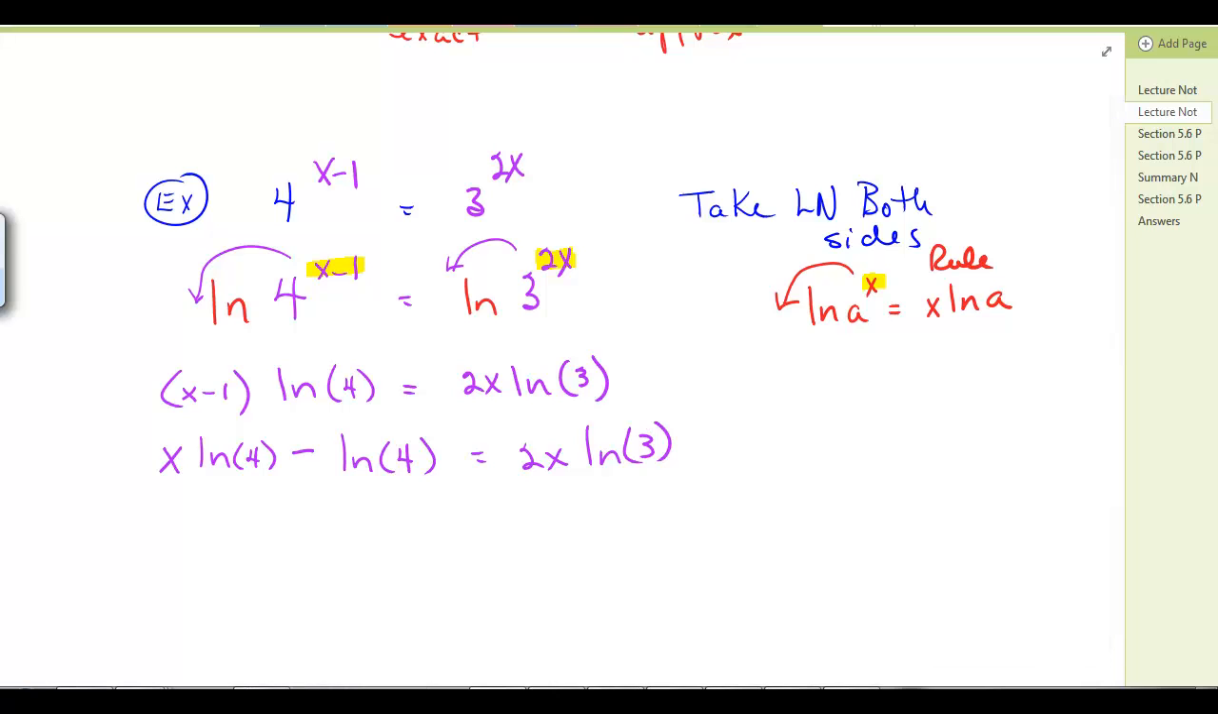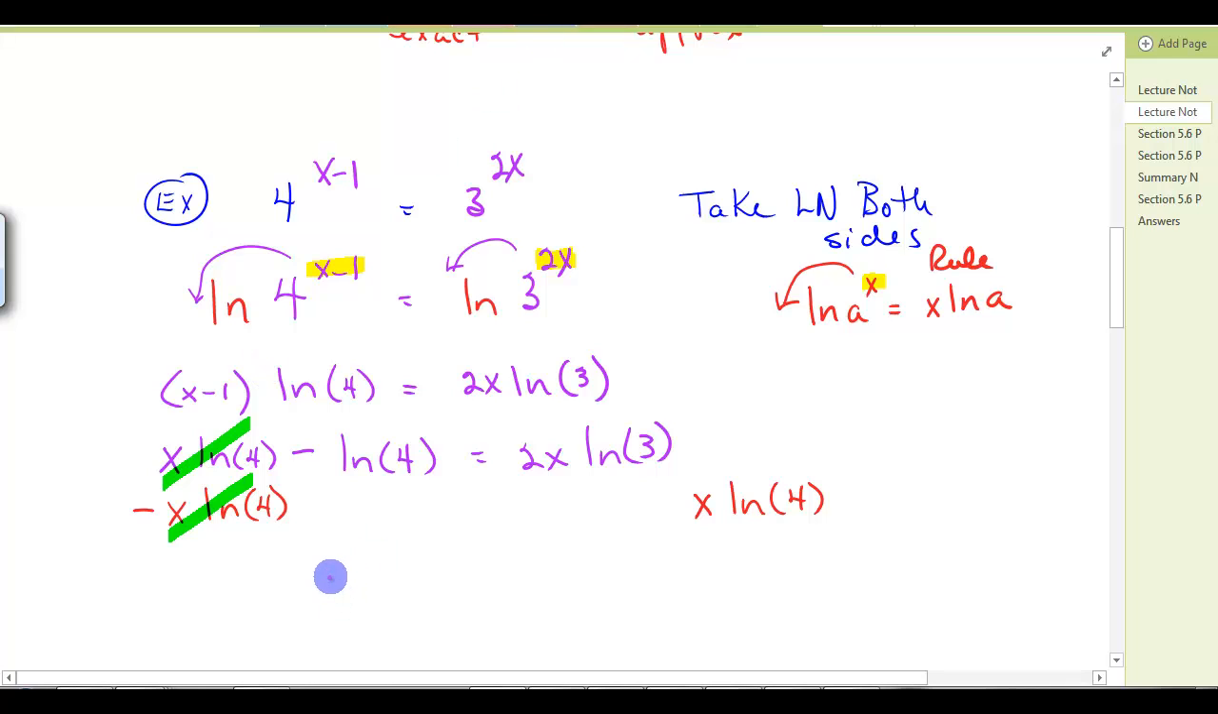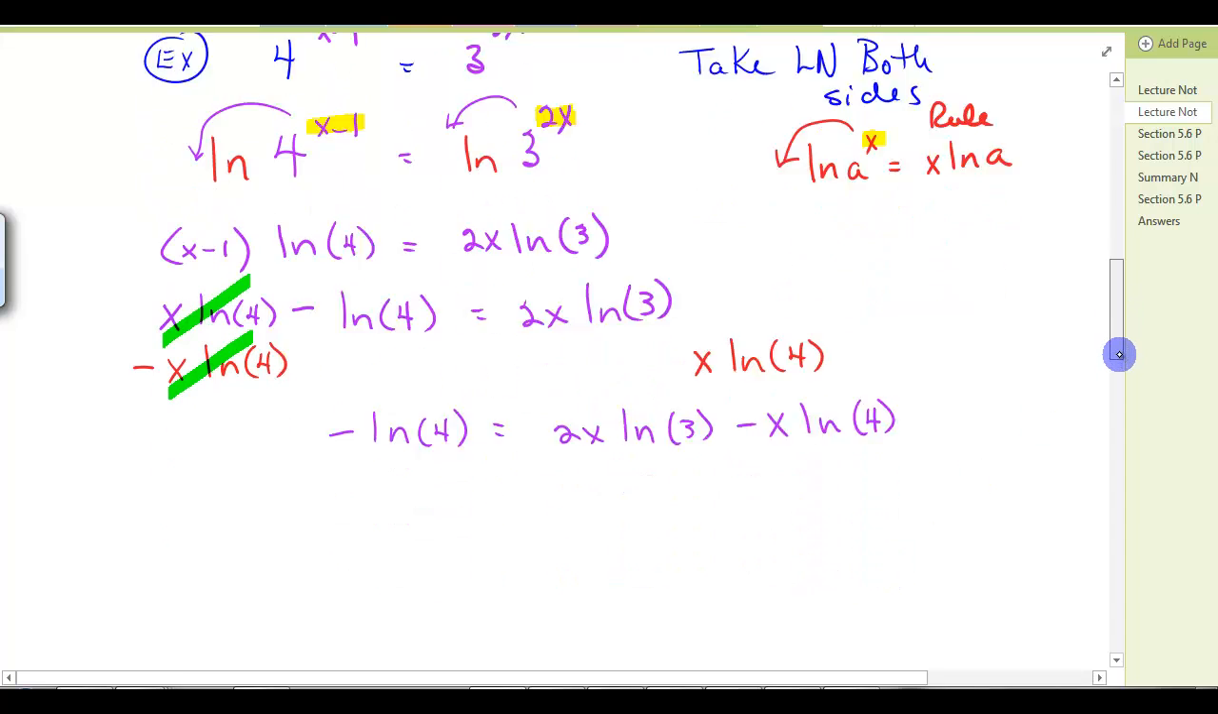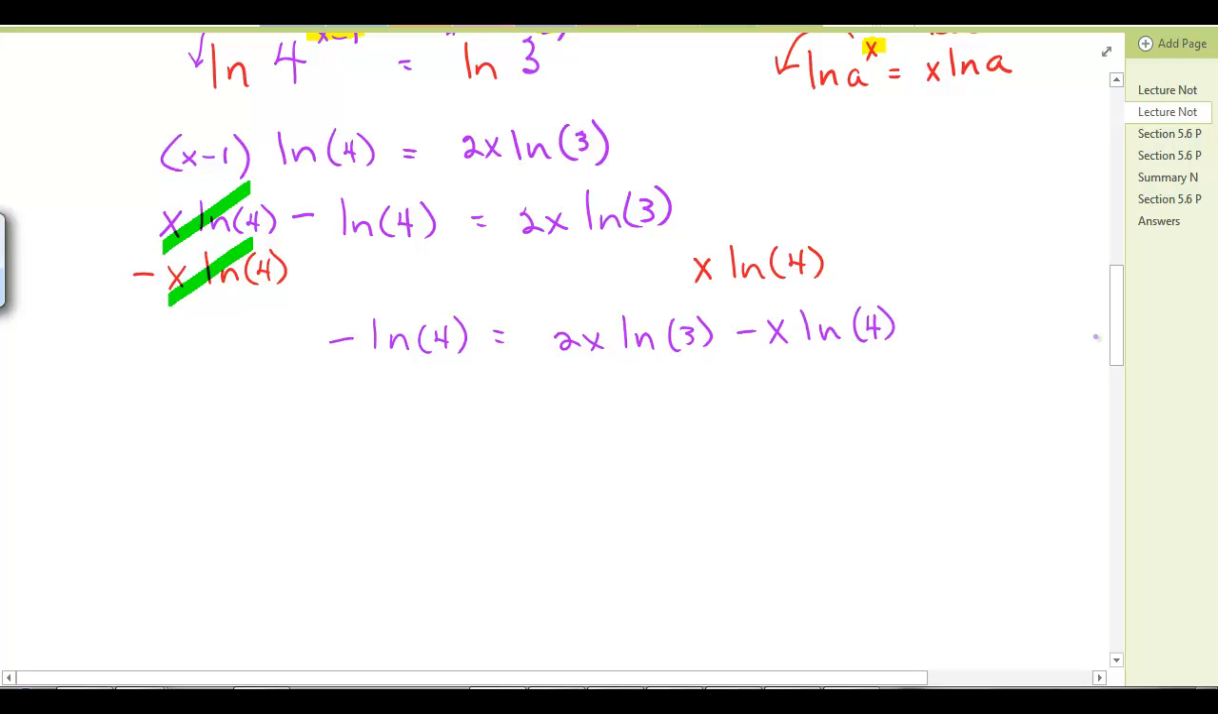All right, now we're trying to solve for x, so we need to get the x things together. Let's go ahead and subtract the expression x ln 4 on both sides. These are completely different animals, so we really can't combine them. So we have negative ln 4 equals 2x ln 3 minus x ln 4. All right, so we got all the x's on one side. Now let's factor out x here. If I take x out, I'm left with 2 ln 3 minus ln 4, equals negative ln 4.